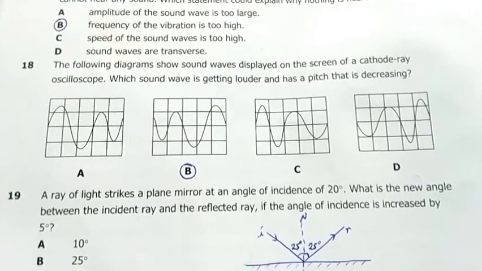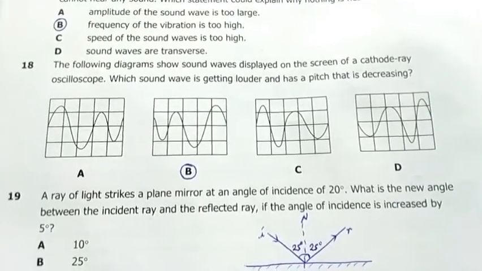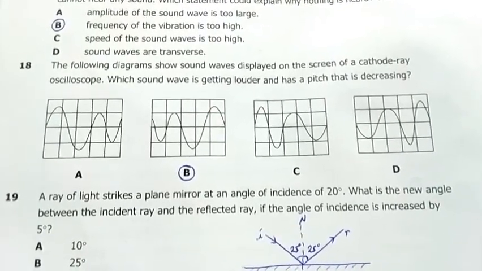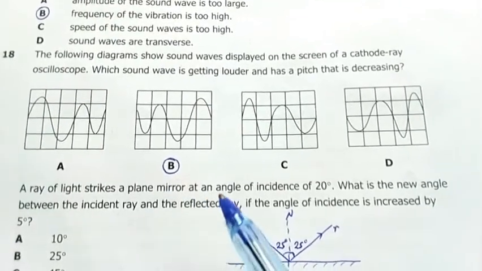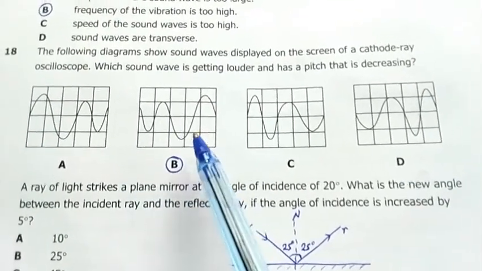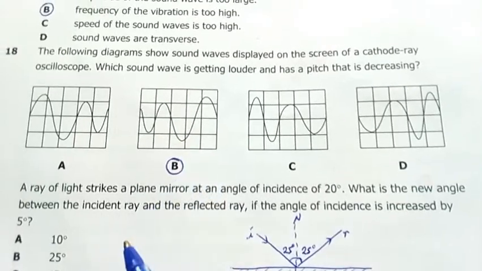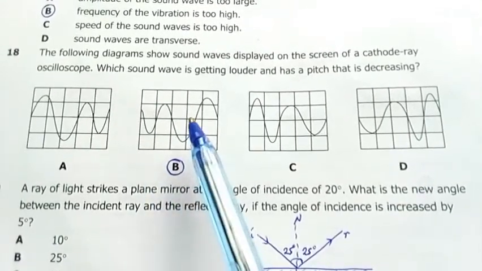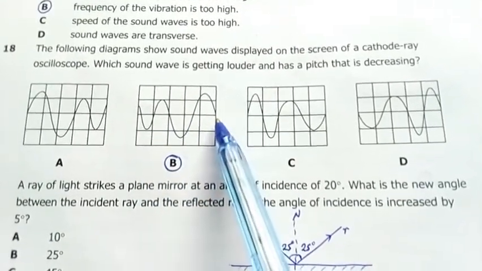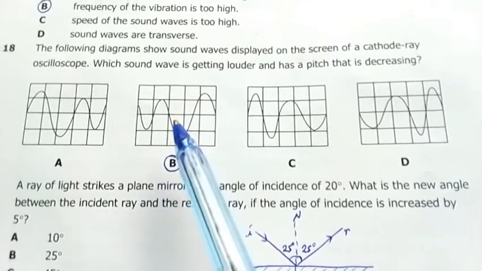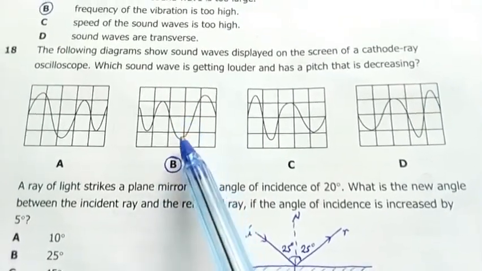Which sound wave is getting louder and has a pitch that is decreasing? So you have to know how to read waves, the wave profile diagrams. Pitch decreasing means the wavelength becomes longer, and loudness means the amplitude becomes greater.